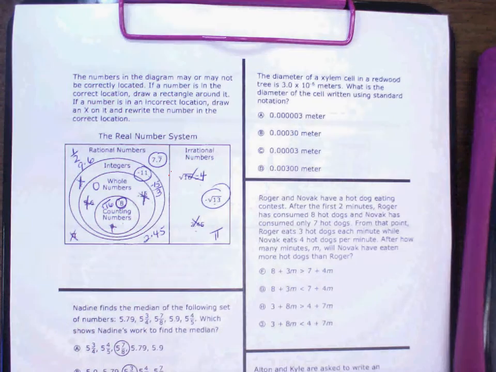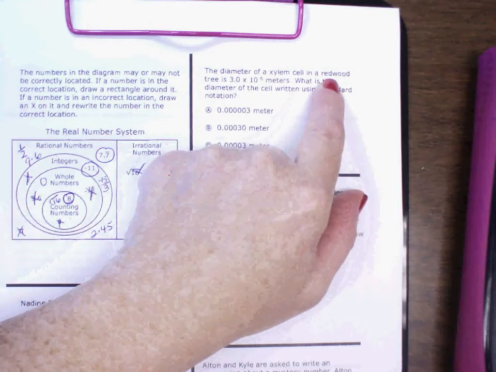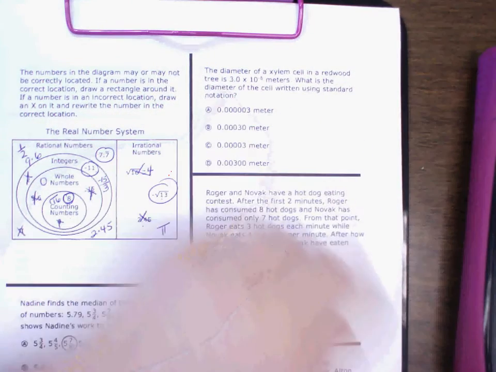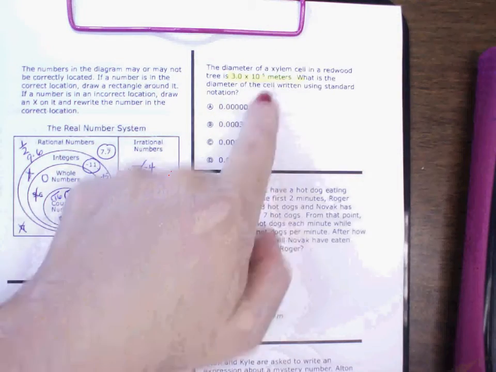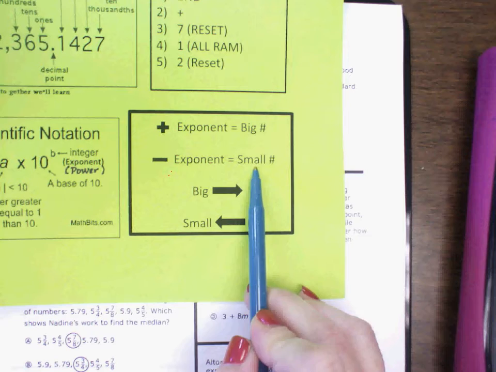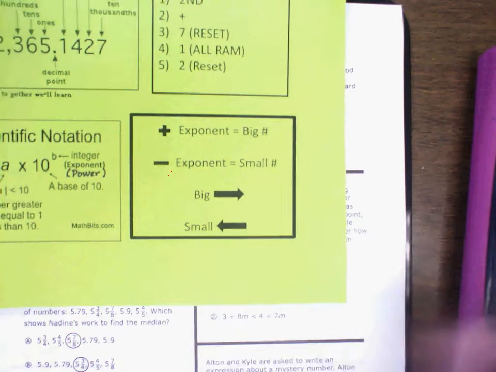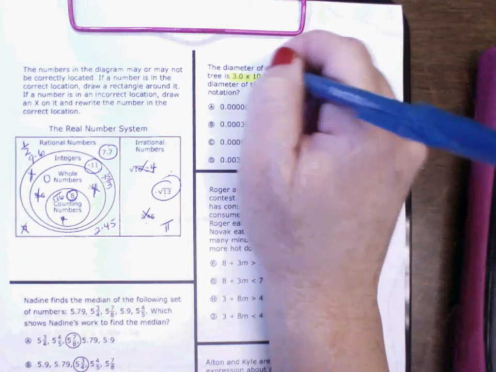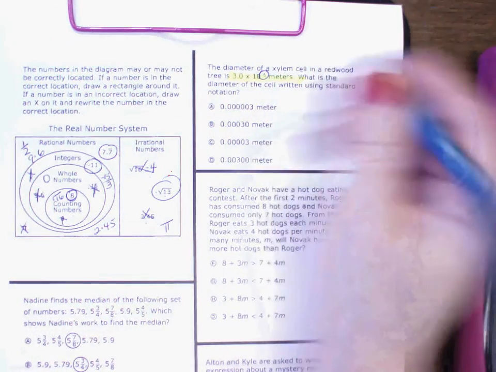This one together. The diameter of a xylem cell in a redwood tree is 3 times 10 to the negative 5. What is the diameter of the cell in standard form? All right. So negative exponents means small number. So where are you moving the point? To the left. Very good. Back. Very good. How many times? 5 times. Very good. 5 times.